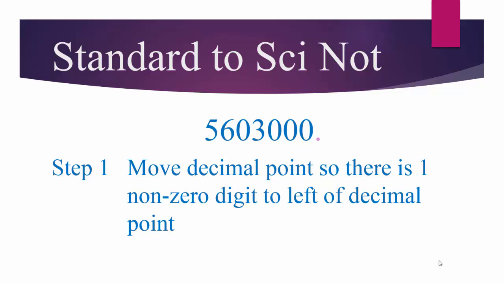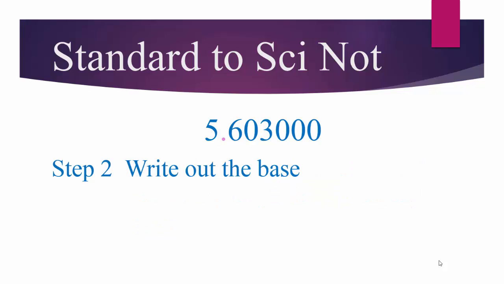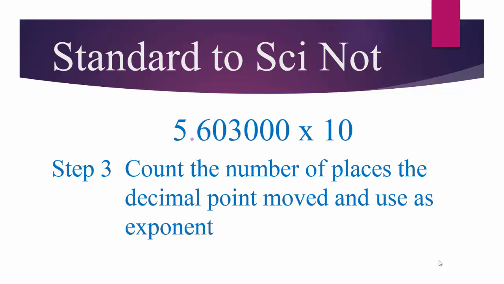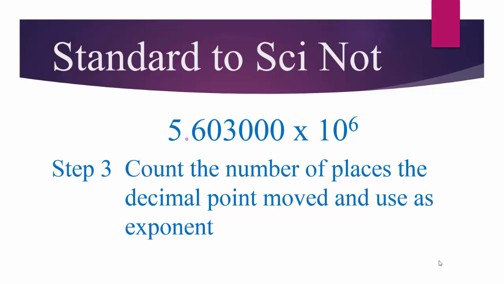We'll follow step 1 and we'll move the decimal point from here to here. So now we have this number. We're going to add the base, so times 10. We're going to count the number of places the decimal point moved. So we started here, we ended here. That is 1, 2, 3, 4, 5, 6 places moved. So we make that 6 the exponent. The original number was greater than 1, so the exponent remains positive.